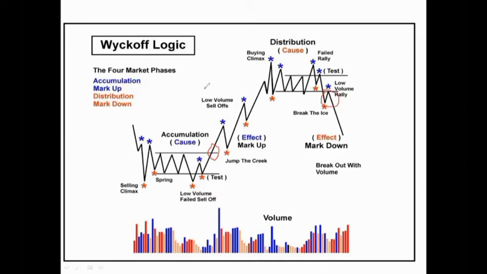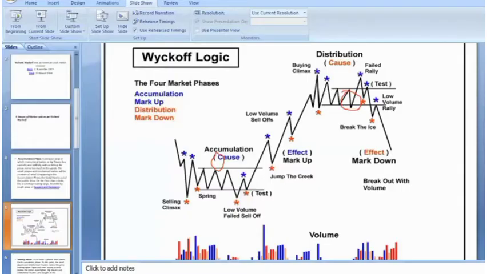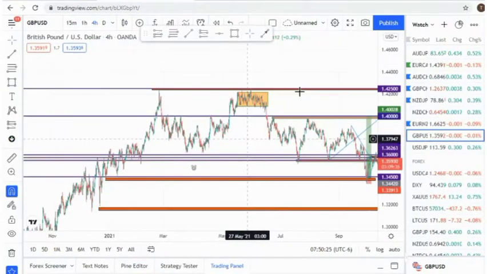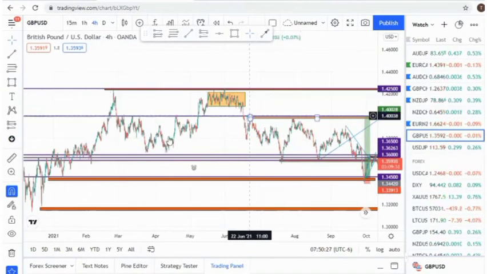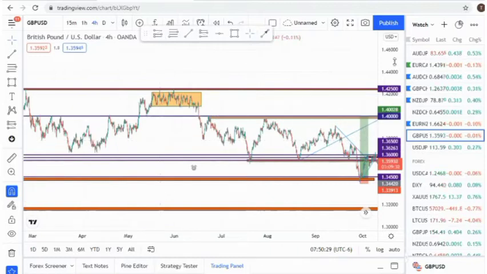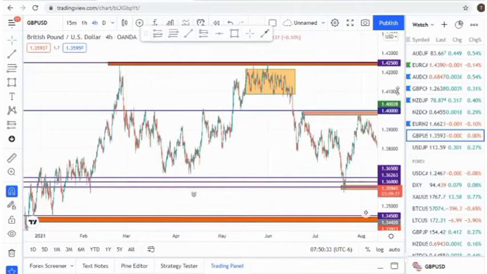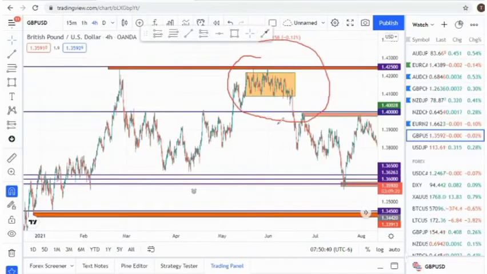Now, with this kind of insight that I have just given you, let's quickly hop into the chart and I will show you where most of this occurred. The first scenario I'm going to use is GBP USD. Coming to GBP USD, you can actually figure out the range, and that range is the distribution phase. You can clearly see where the distribution phase occurred.